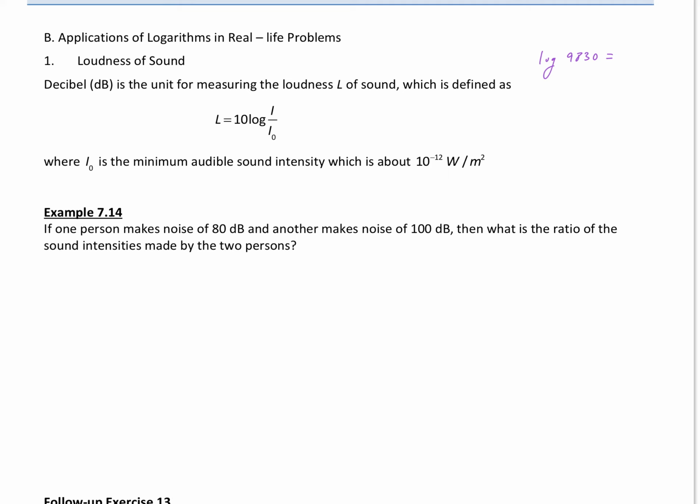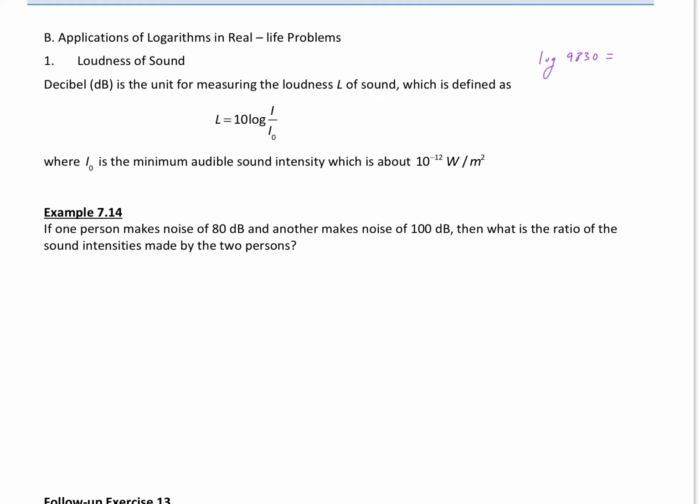Because one of the meanings of log is we are trying to count the power of 10. Okay, if this term is 9830, then I know this is nearly 10 to the power 4, because this is 10,000. So one of the meanings of log is we are trying to count the number of digits. Okay, similar to this meaning. So how can we make good use of this meaning?